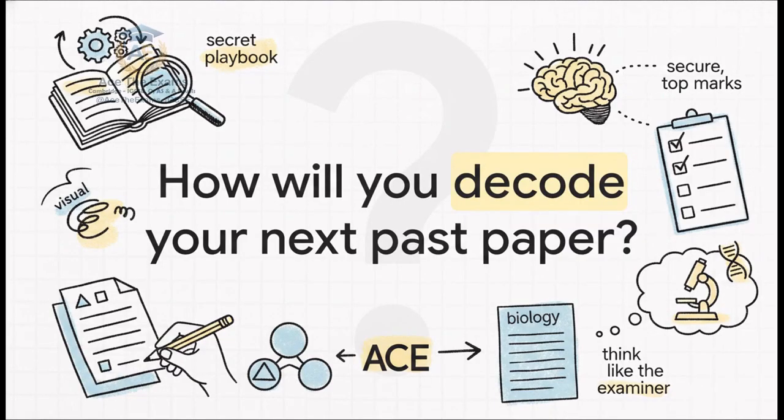So, you now possess the examiner's secret playbook. You know the strategies, you know the pitfalls, and you have the exact visual blueprints to secure those top marks. The only question left is, how are you going to actively apply this framework to decode your next past paper? Honestly, don't just passively read your textbook anymore. Grab a past paper, apply the ACE framework, show your working, and start thinking exactly like an examiner.